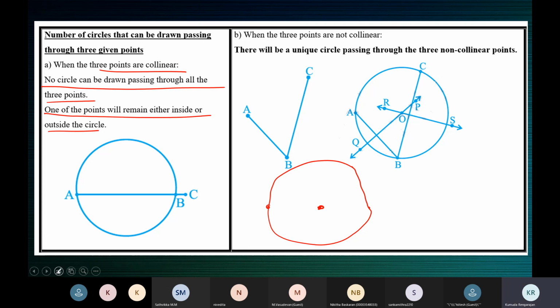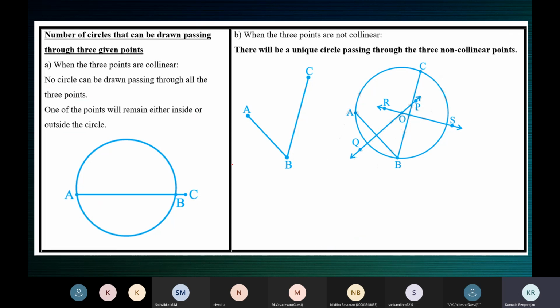Now when the 3 points are not collinear, meaning they lie like this here. These 3 points are not collinear because you cannot connect them by the same straight line. You can see AB and BC. If you have to join these 3 points, they're not collinear, meaning they cannot be connected. See here, ABC, they're collinear. So you are able to join all the 3 points by the same straight line.